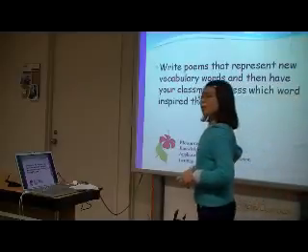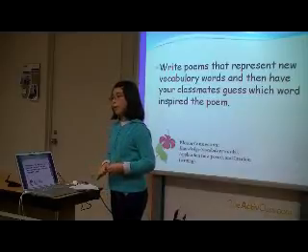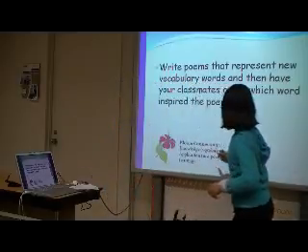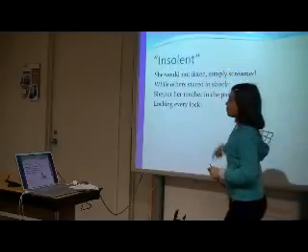Write poems that represent new vocabulary words, and then have your classmates guess which word inspired the poem. I did this one myself, and that's knowledge, application, creation. I did this one for the word insolent.